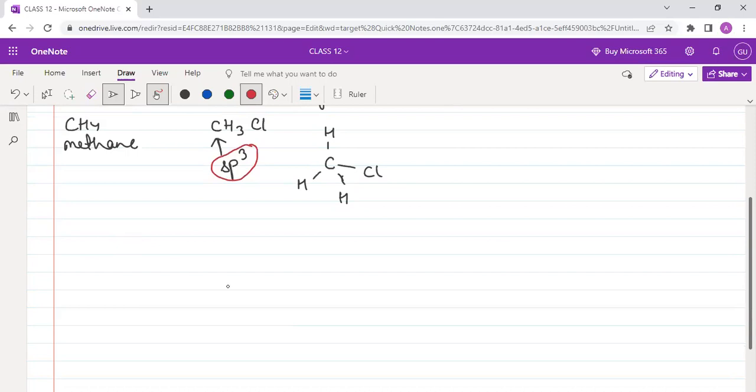Yes. Do you know the difference between primary carbon, secondary carbon, and tertiary carbon?